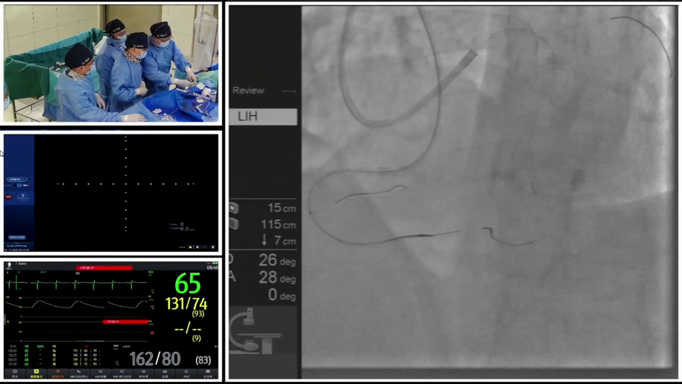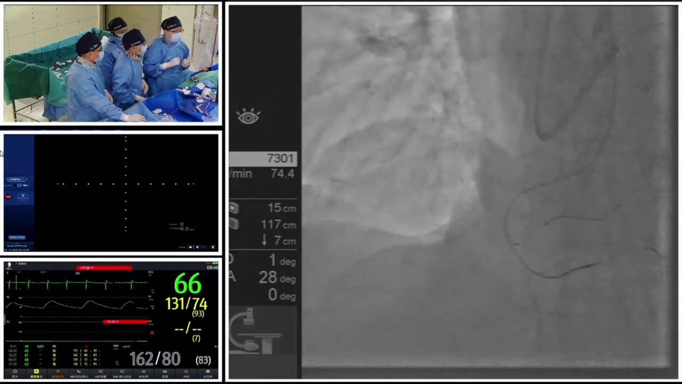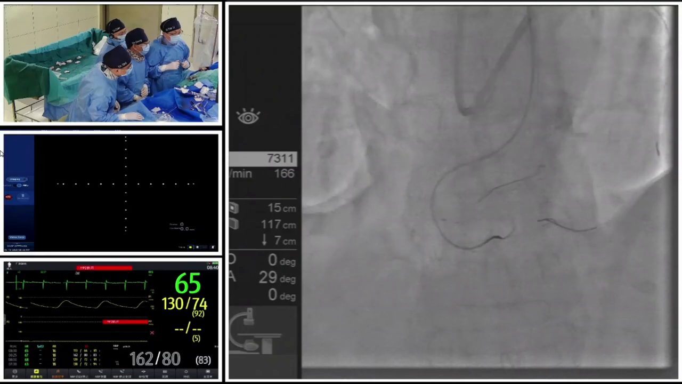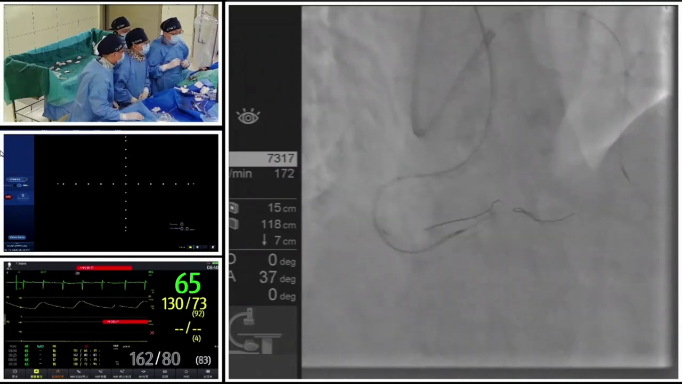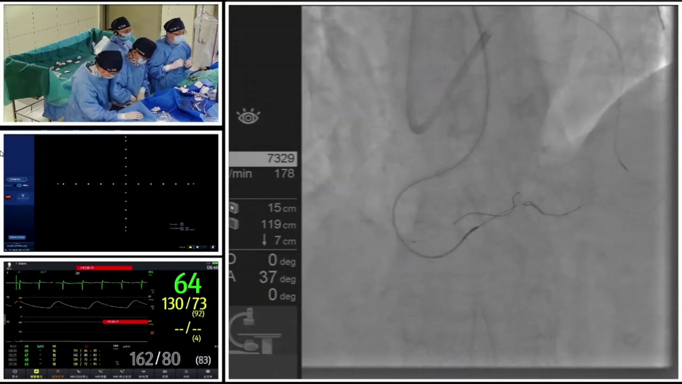AP cranial. So here is one tip: creating a relatively small bend of the antegrade wire can only be accomplished by inserting the guidewire through an introducer rather than using the side of the introducer. So this is the key point.